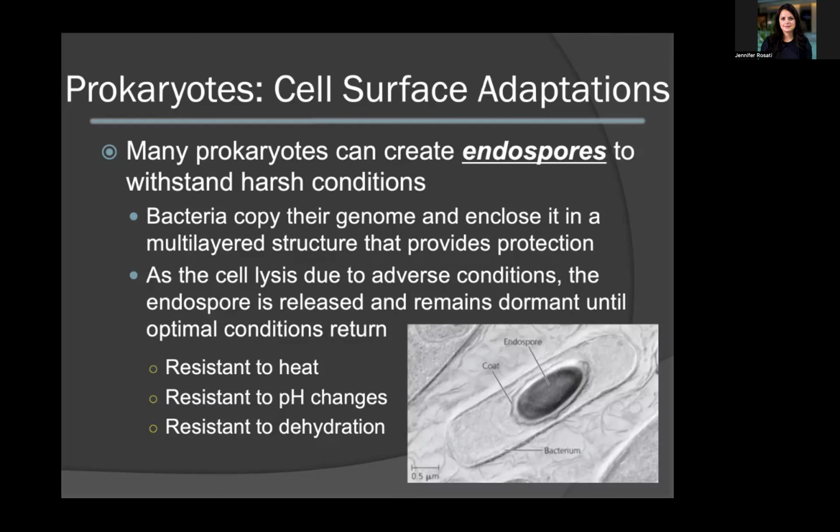Many prokaryotes can also create endospores. This is when bacteria copy their genome and enclose it in a multi-layered structure to protect it from harsh conditions. As the cell lyses due to adverse conditions, the endospore is released and remains dormant until optimal conditions return. Many of these endospores are highly resistant to heat, pH changes, as well as dehydration.